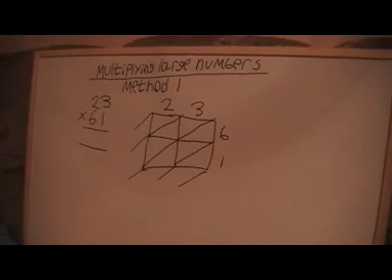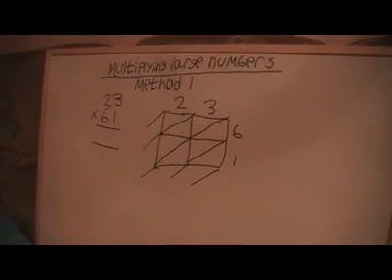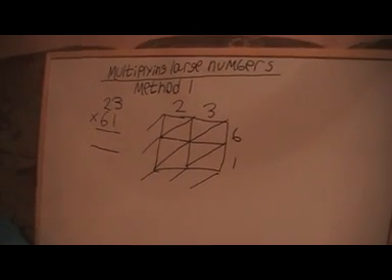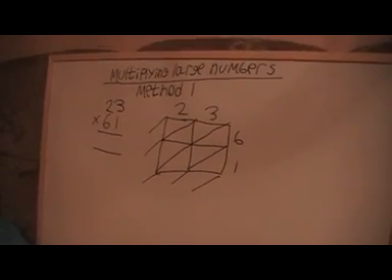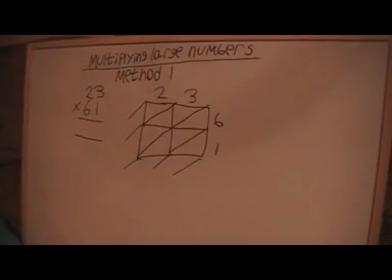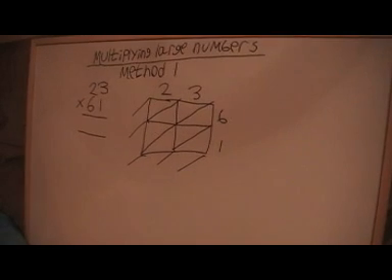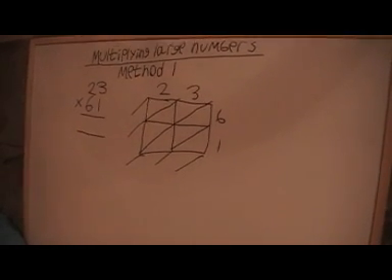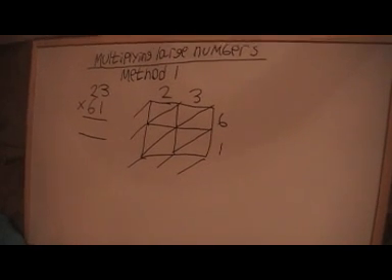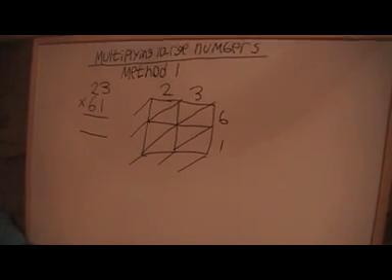Right, in this lesson we're going to learn how to multiply large numbers, and I'm going to teach the first method because there's actually more than one method of multiplying large numbers, and I'll also teach them in different videos. So first let's look at an easy example. 23 times 61, let's say.